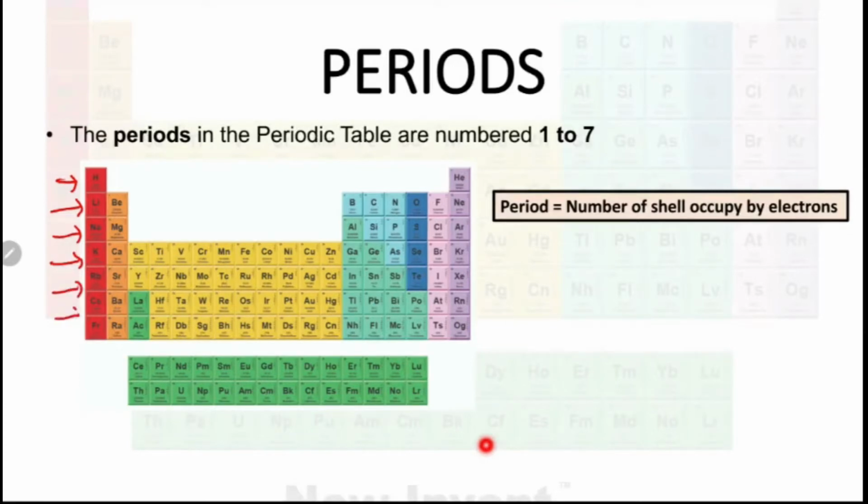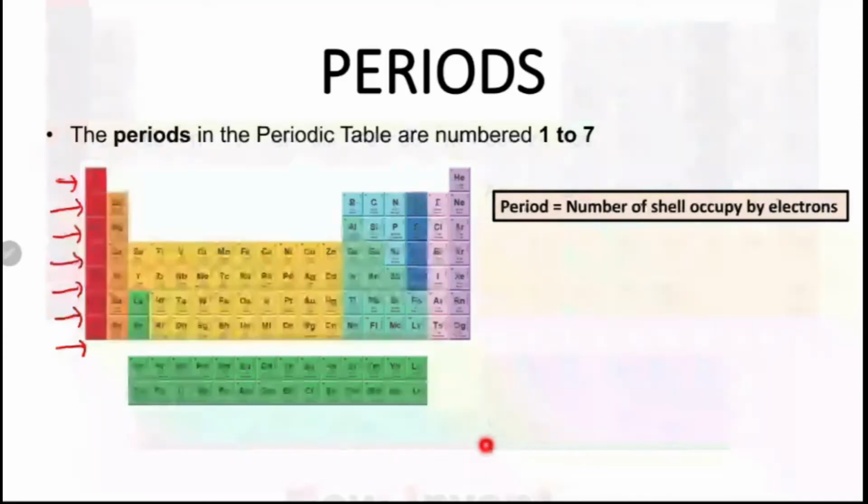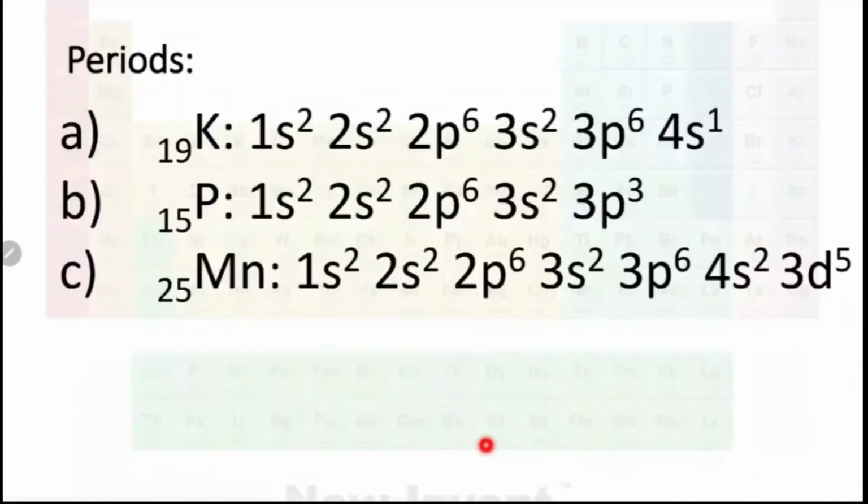So how do we determine the period from our electronic configuration? We will determine the period by considering how many shells are occupied by electrons. So for potassium, how many shells are occupied by electrons? Four. Okay, there are 4 shells occupied by electrons.